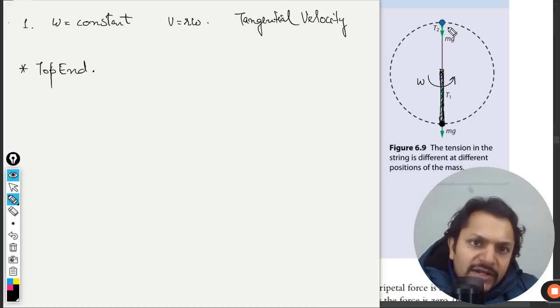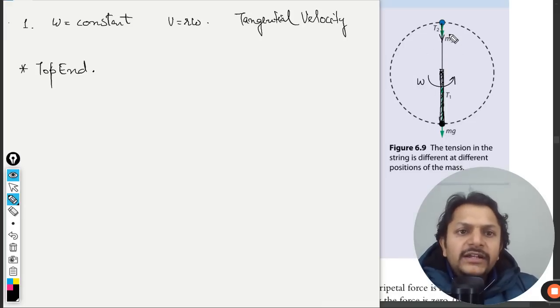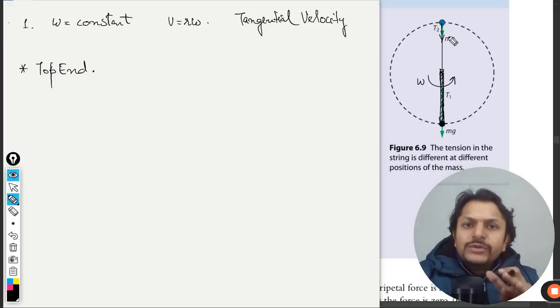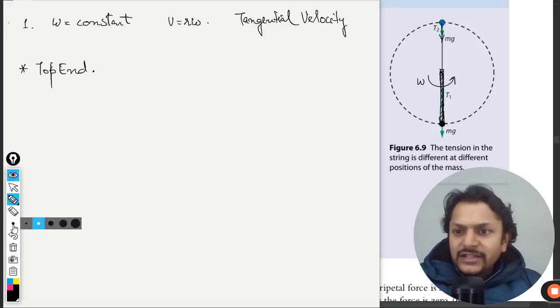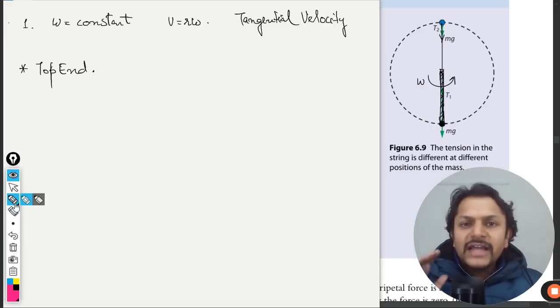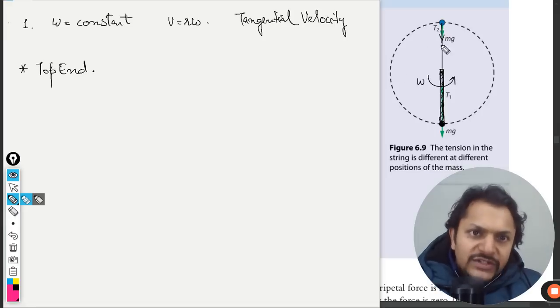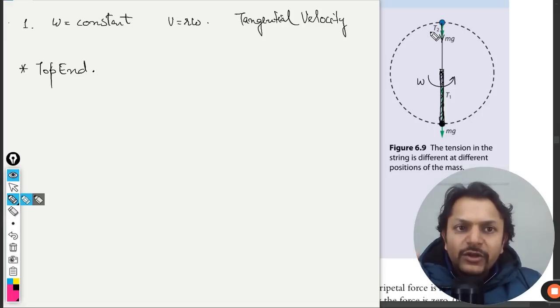So at the top end, you see the weight is acting downwards. And again, I'm using the concept of centrifugal now because I want to be clear 100%. That is why. And then we can adapt it according to the centripetal whenever you say. So this is the force which is mg, and we are not confirmed about what is T2. We want to find T2.